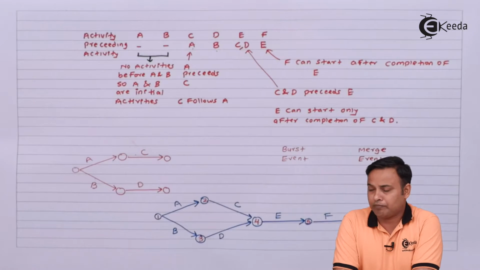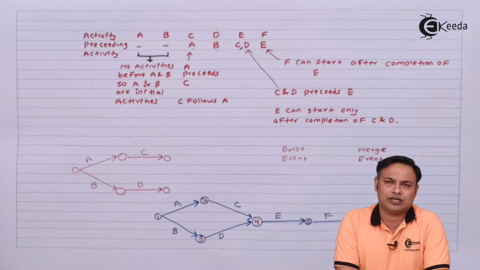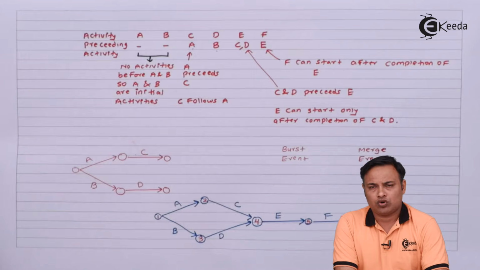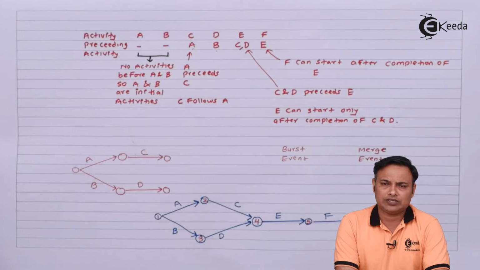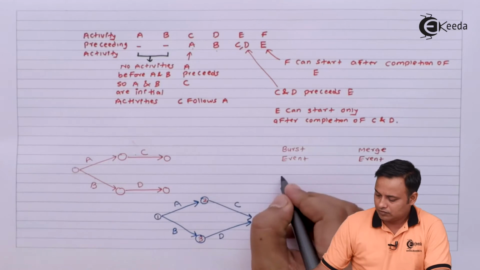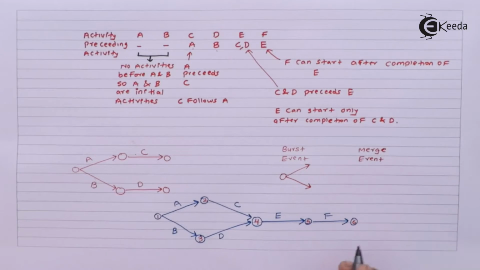Now what do you mean by burst event? When two or more activities start from the same node, I will say that is a burst event. So burst event is the point where two or more activities will be started simultaneously. Example, this is the burst event.